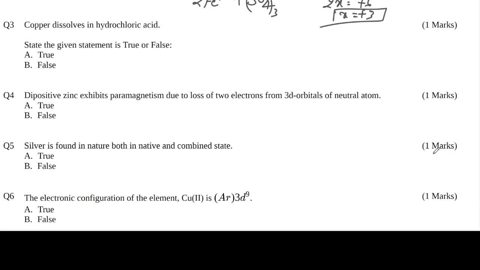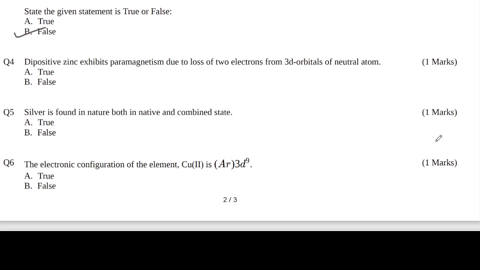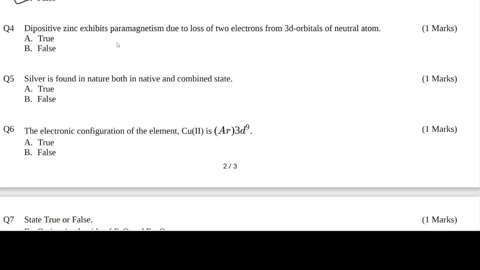Copper dissolves in hydrochloric acid, so this is a false statement. Copper can't be dissolved in hydrochloric acid. Now let's see the next question. We have the statement: Zn2+ exhibits paramagnetism due to the loss of 2 electrons in the 3d orbital of the neutral atom.